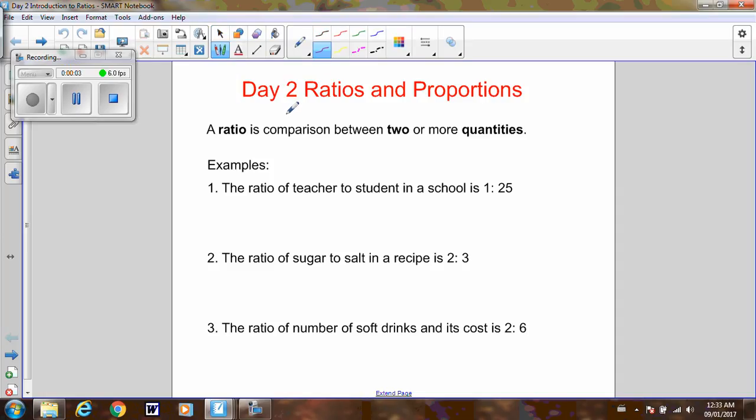Hi, class. We're going to talk about ratios and proportions today. This is a very important concept because there's so many things in life that involve comparison between two or more quantities. Here are a few examples.